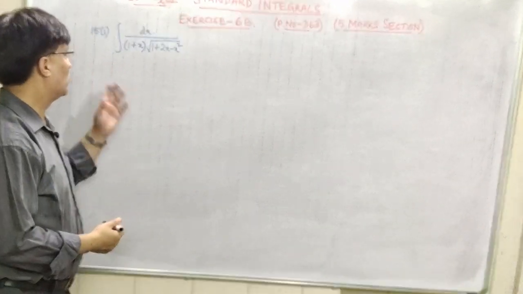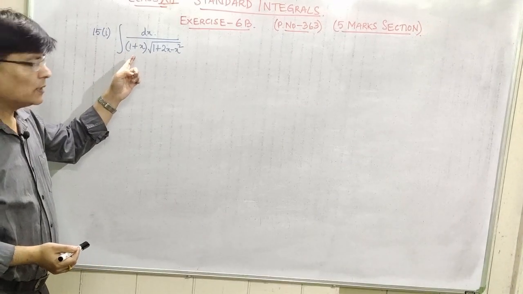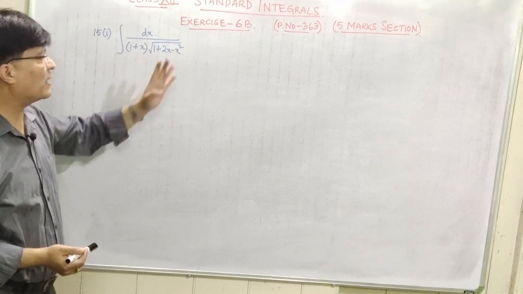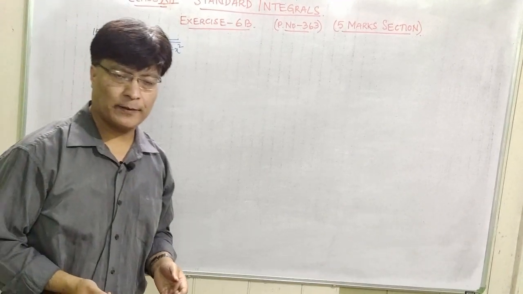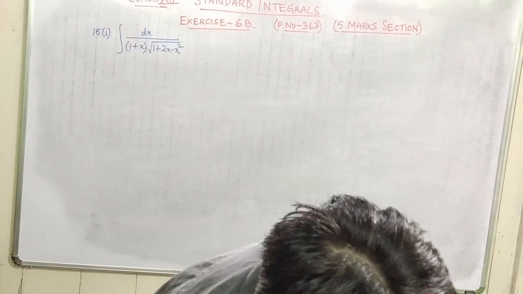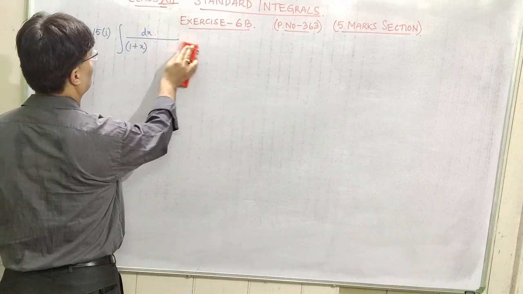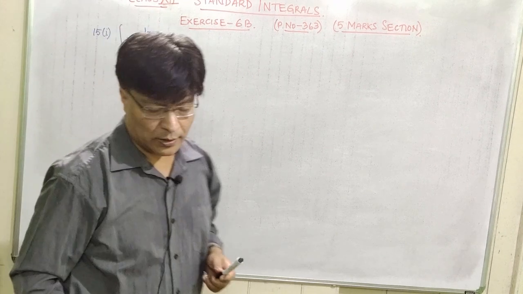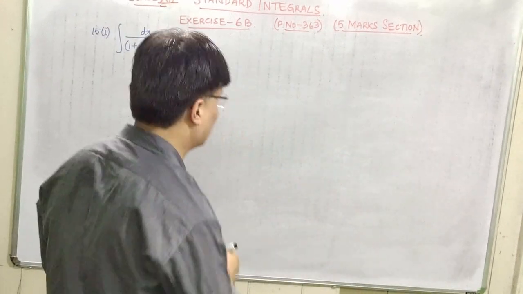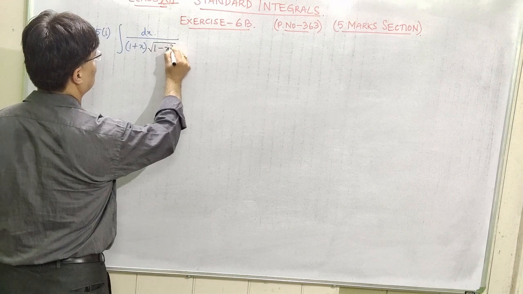So now we'll do the next type of question, that is you have to evaluate this integral. That is integration of dx divided by 1 plus x root under 1 plus 2x minus x squared. Okay, so I think this is a wrong question. Actually this was wrong. It is dx divided by 1 plus x, then within the square root 1 minus x squared.